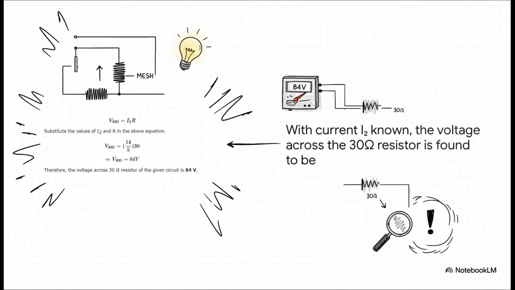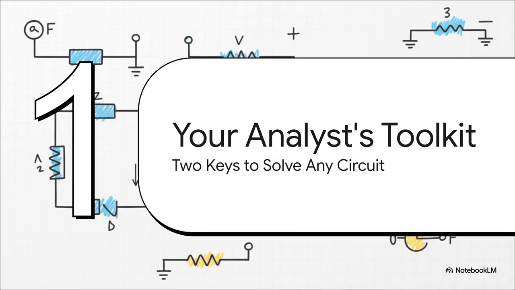And this is the payoff. Now that we know those mesh currents, we can find any voltage we want. For instance, the voltage across that 30-ohm resistor, it's simply its resistance times the current flowing through it, which is our mesh current I2. And that comes out to a clean 84 volts. Another puzzle solved. So let's just take a step back and look at what we've really done here.